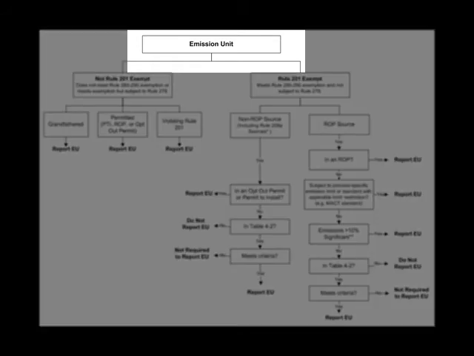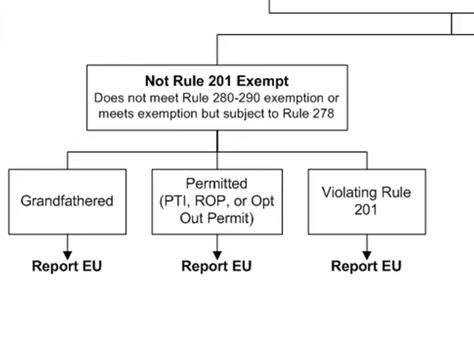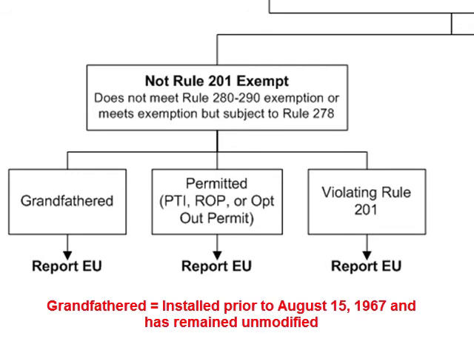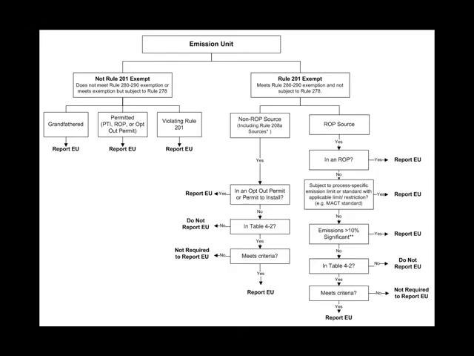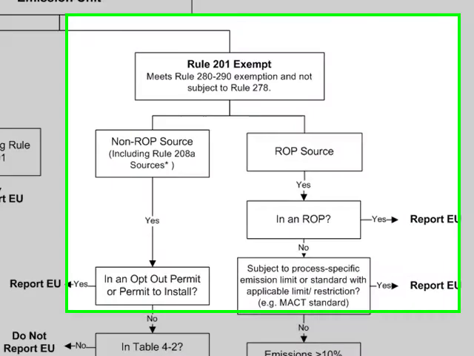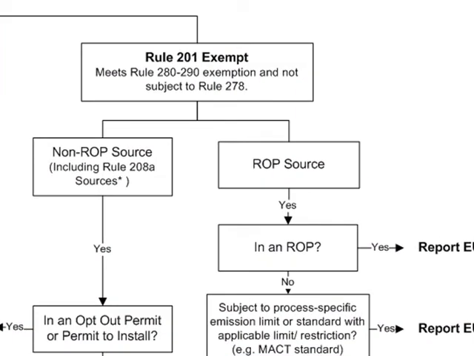Now if you take a look at an emission unit that is not Rule 201 exempt, meaning it's grandfathered from the requirement to obtain a permit because it was installed prior to August 15th, 1967, or perhaps has a permit, or even violating Rule 201. If it's any of those, then it's not Rule 201 exempt, and that unit has to be included in your MAERS report. Now the right side of this decision tree deals with emission units that are Rule 201 exempt.